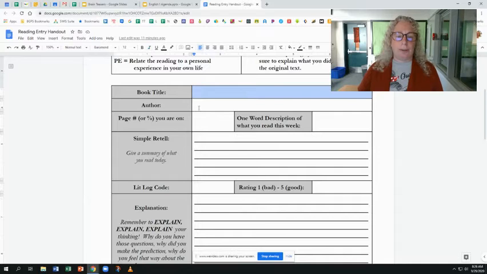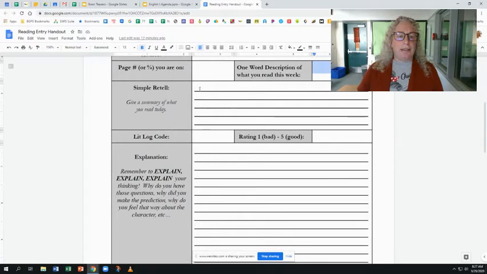Here, you're going to write the title of your book. Here, you're going to write the author of the book. Here, you're going to put what page number or percent you're on. So, some of the ebooks and audiobooks don't have page numbers, but they do have what percent you're at in the book. So either one works, a page number or a percent here. Over here, you're going to put a one-word description of what you read this week. So based on your reading for the last week, choose one word to describe it. So exciting, boring, fantastic, scary, right? One word that describes that book.